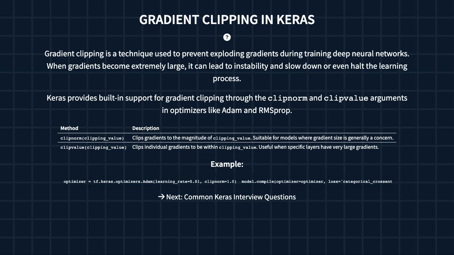Clip norm clips based on the magnitude of the gradient, while clip value caps individual gradients at a specific value. It's a simple but incredibly effective way to keep training smooth and robust.